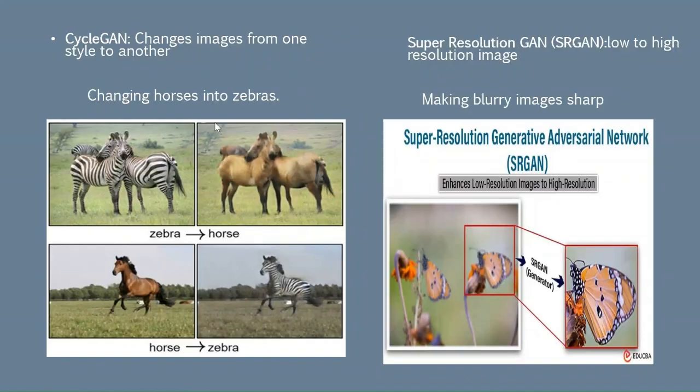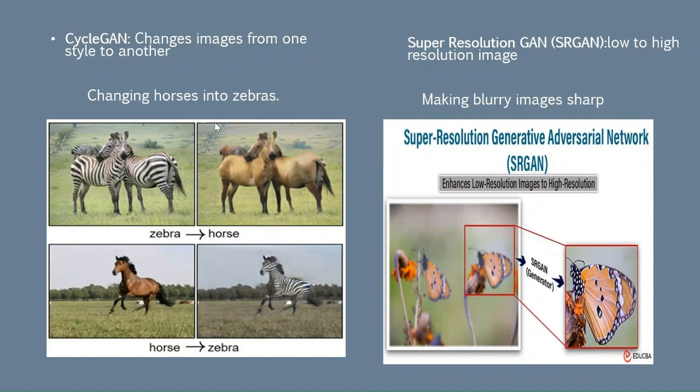Cycle GAN. It changes images from one style to another without needing paired images. It uses two generators and two discriminators. It can turn a horse into a zebra and can turn the zebra back into a horse again.